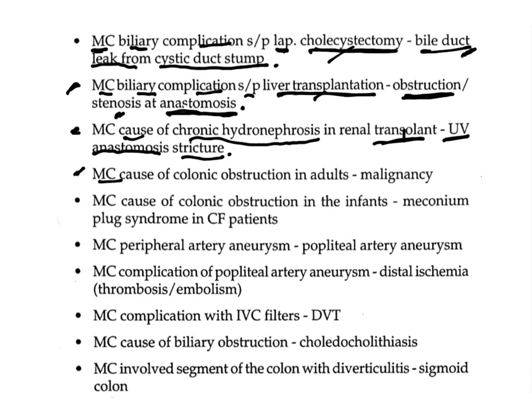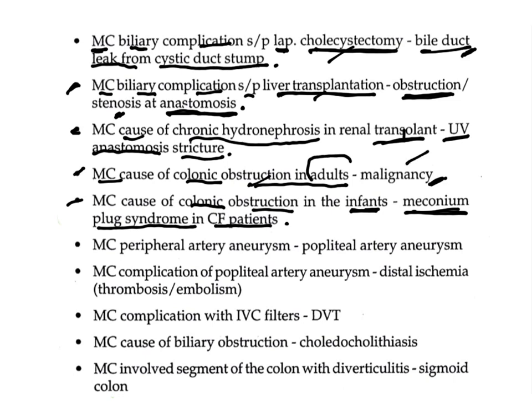Now, the most common cause of colonic obstruction in adults is malignancy, and the most common cause of colonic obstruction in infants is meconium plug syndrome in CF patients. Now, this is important to remember. In adults, it is malignancy. In infants, it is meconium plug syndrome.